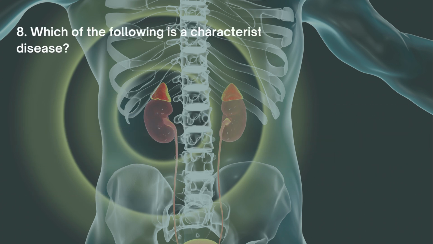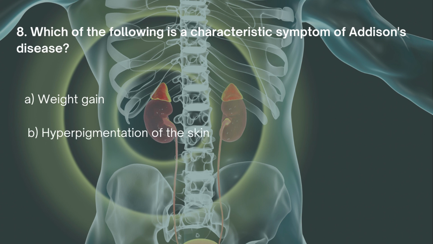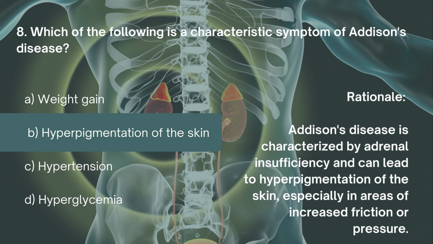8. Which of the following is a characteristic symptom of Addison's disease? A. Weight gain. B. Hyperpigmentation of the skin. C. Hypertension. D. Hyperglycemia. Rationale: Addison's disease is characterized by adrenal insufficiency and can lead to hyperpigmentation of the skin, especially in areas of increased friction or pressure.